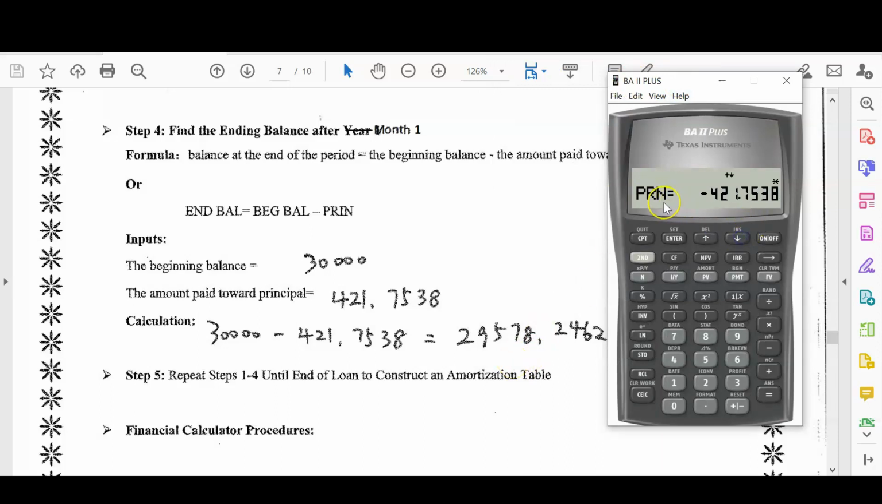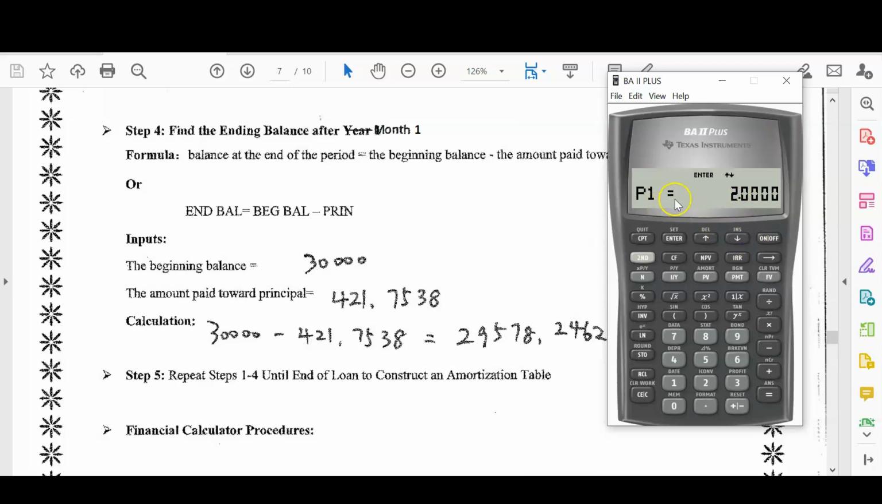Down button, the principal payment for the first month is 421.7538. Down button. The interest payment for the first month is 168.75. Okay, down button. Now we want to go to the second month. I can press compute. So P1 and P2 both go up to 2. Down button. Ending balance in the second month, 29,154. Principal payment in the second month, 424. Interest payment in the second month, 166.